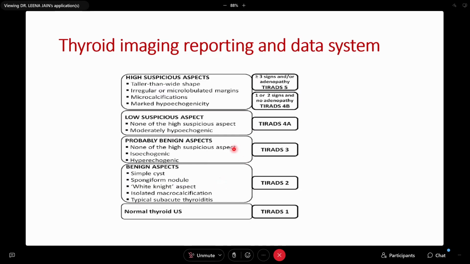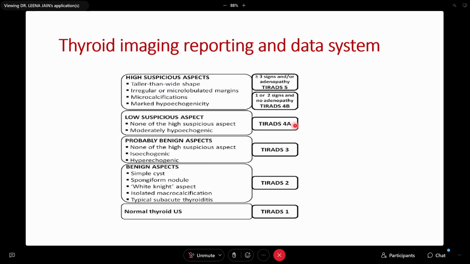Then there is probably benign. You are not very sure. So it is like a neutral state. That is TI-RADS 3, when the lesion is isoechogenic or hyperechogenic. In both cases, there is no heterogeneity or anything like that. No macro or micro calcifications are there. The only thing is that the lesion is either isoechogenic or hyperechogenic. Then you are not sure whether it has some malignant component in it or not.